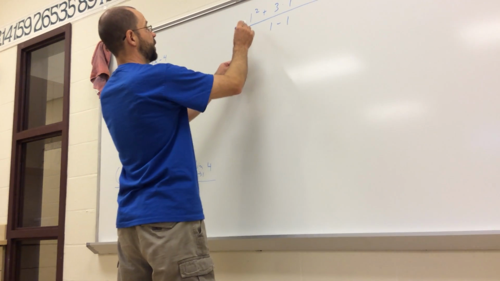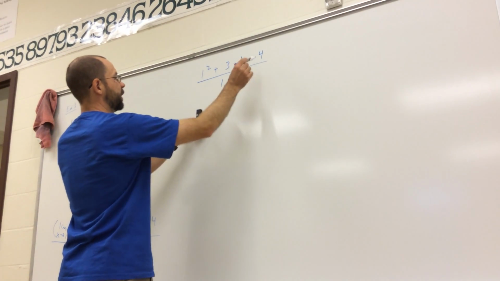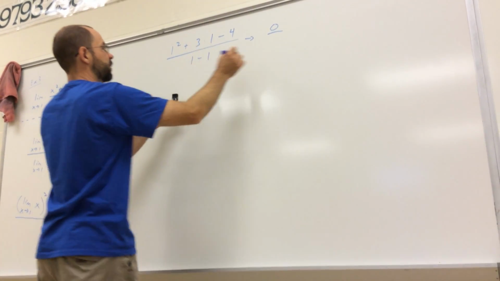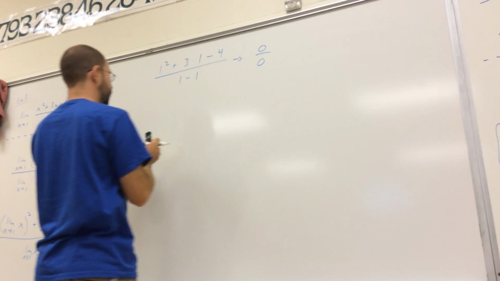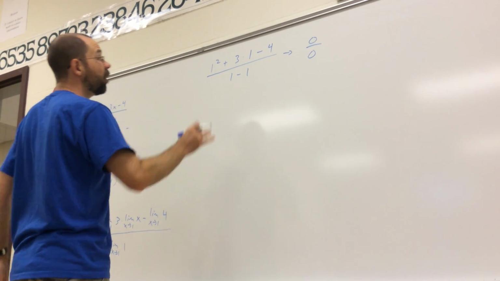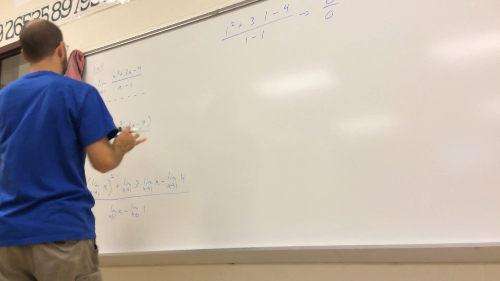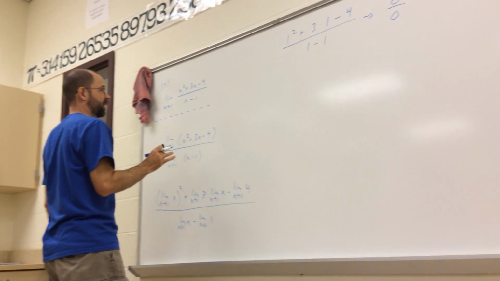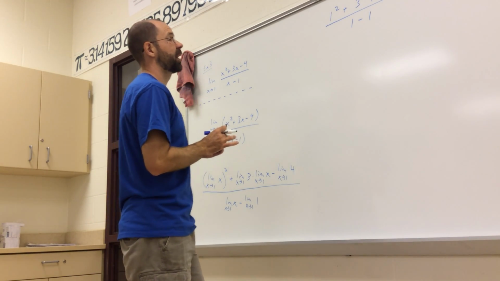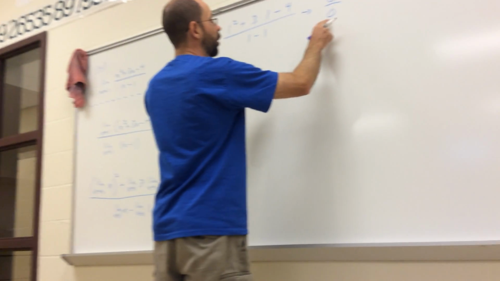So figuring out the top, it's 1 plus 3 minus 4, which is 0, and 1 minus 1, which is 0. And here's where it's tempting to say, oh, I'm dividing by 0, therefore this limit doesn't exist. And that's just plain not true. This is an indeterminate form.